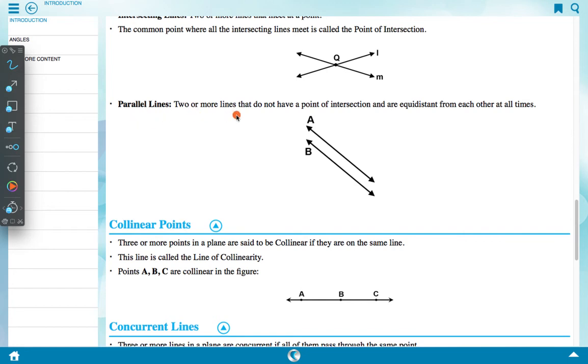Parallel lines are two or more lines that do not have a point of intersection and are equidistant from each other at all times. Now here A and B are parallel lines, they are equidistant from each other at every point. Collinear points. Three or more points in a plane are said to be collinear if they are on the same line. This line is called the line of collinearity. Points A, B, C are collinear in the figure.